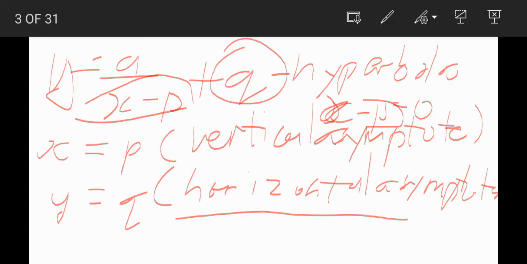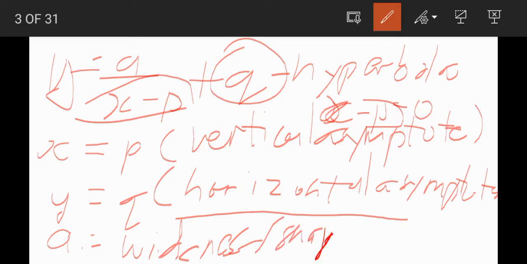Then we are left with a. What is a in this case? A determines the wideness, the shape, or the position of the graph. So what do I mean by wideness? You'd find that there is a variance when your a is bigger or smaller. At times your graph might be a little bit wide, at times it might be narrow, and that also affects its shape. Then what do I mean by the position?